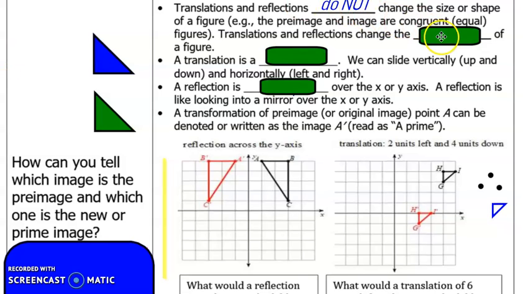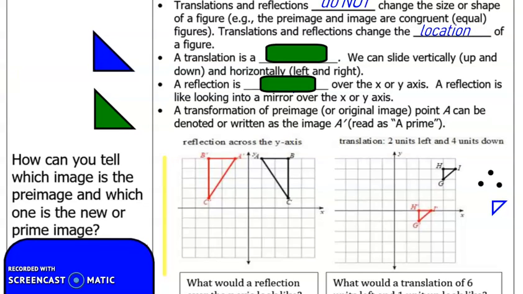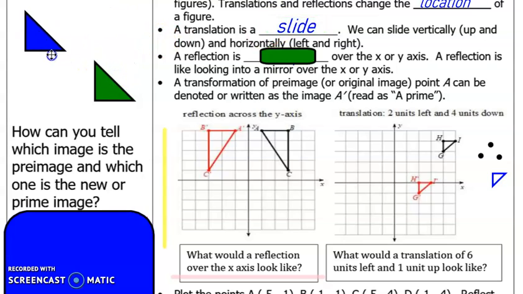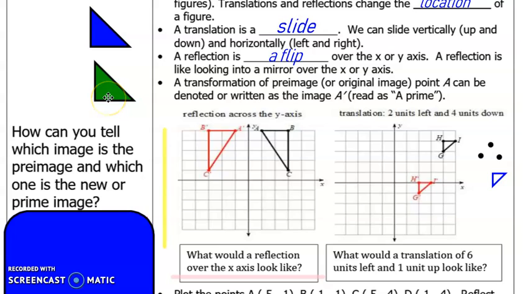Translations and reflections do change the location of the figure, so we'll see the figure move in the coordinate plane. A translation is a slide. We can slide vertically up and down and horizontally left and right. A reflection is like a flip over the x or the y axis. It can be like looking into a mirror or flipping a pancake. The shape is going to change direction.